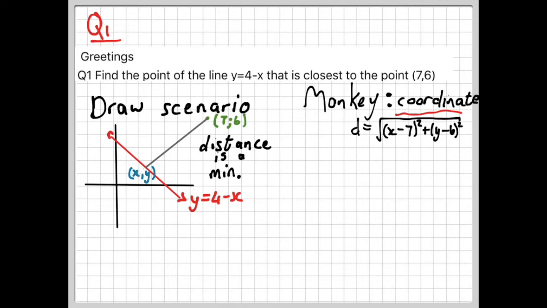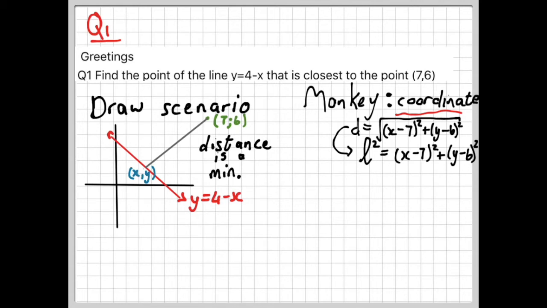Now, to avoid getting confused between d for distance and d for derivatives, I'm rather going to call this L. So in other words, L. And then I'm going to square on both sides to get rid of that square root, because that just makes life horrible. So I'm sitting here with x minus 7 squared and y minus 6 squared.